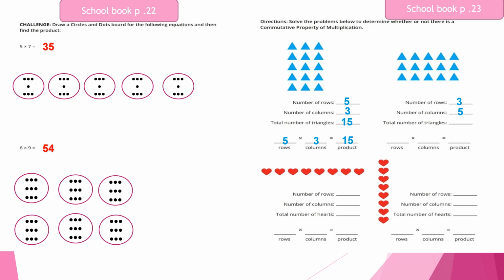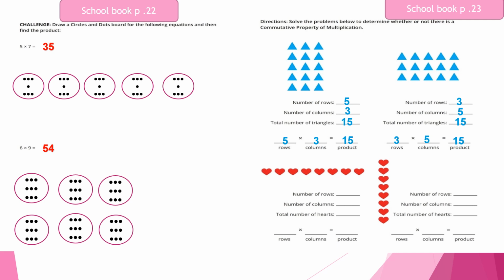So I want to find the total. The total can be found by rows times columns. So 3 times 5, 15. Okay, so are they the same or not? Yes, they are the same. So I have here the commutative property.